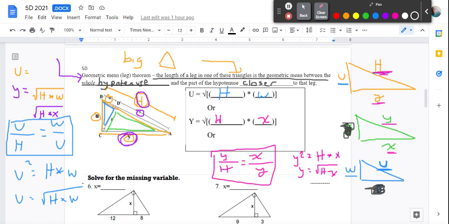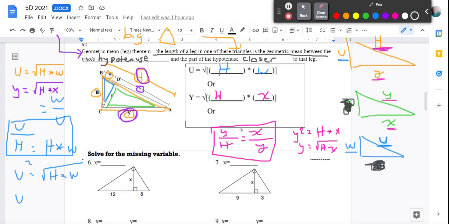I would maybe use a separate sheet of paper to copy that stuff down. And we'll talk about the rest as we move along here, okay?